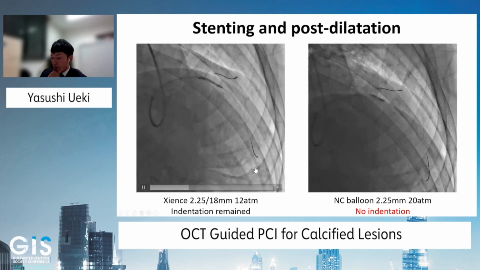So according to these measurements, a stent diameter of 2.25 millimeter and length of 18 was selected. And the stent was not expanded perfectly, but after post-dilatation with a high-pressure non-compliant balloon, no indentation remained.